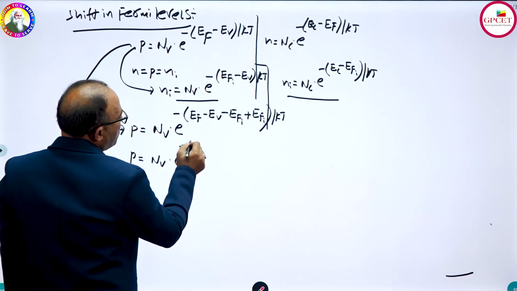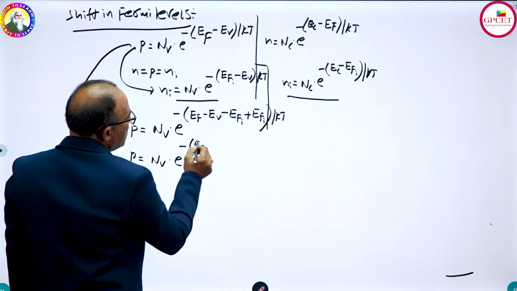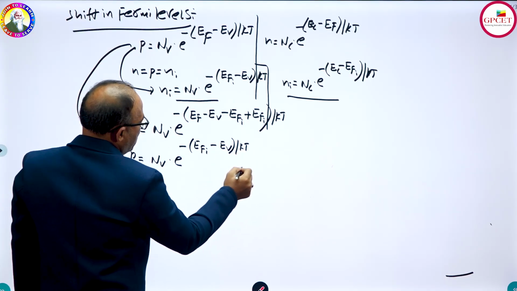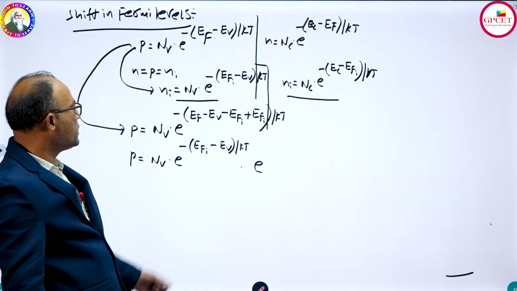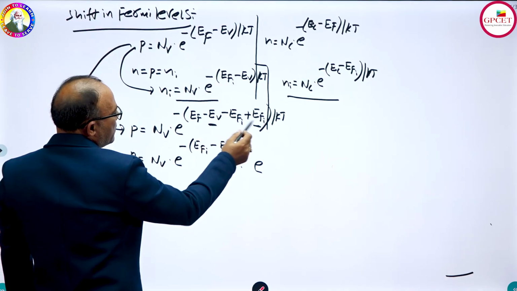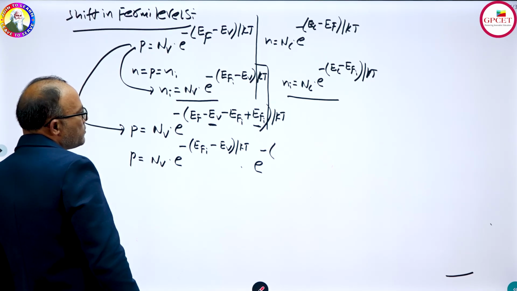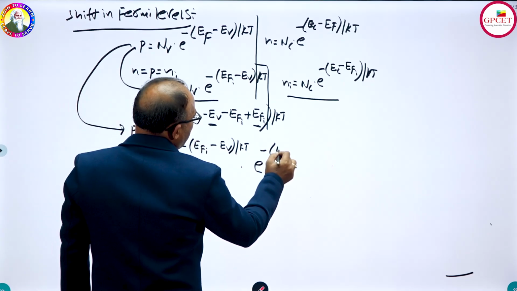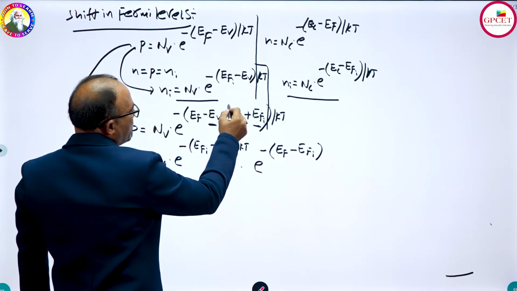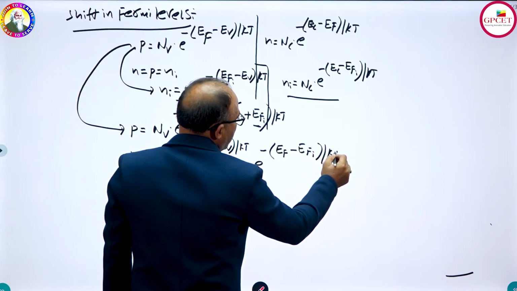P is equal to NV into e power minus of EFI minus EV divided by KT, into e power minus of the remaining terms. I am splitting into two parts. One, I am taking this EFI and this EV, EFI minus EV. Next is e power minus of the remaining terms, EF minus EFI divided by KT.